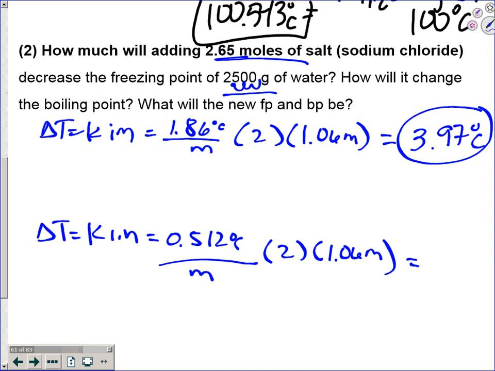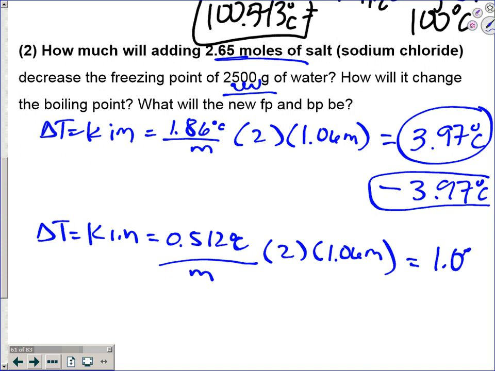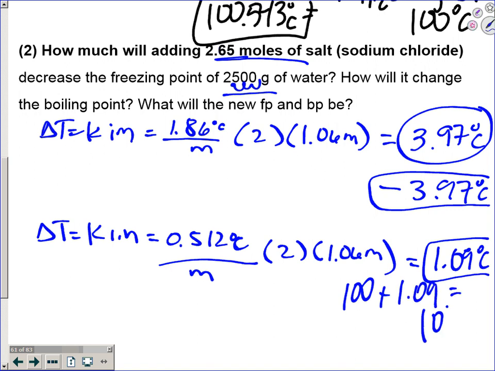So what's the new freezing point of water? Negative 3.97, because you're subtracting from 0, which makes it negative. What's the boiling point elevation? 1.09 degrees Celsius. So what's the new boiling point of water? 100 plus that, so 101.09 degrees Celsius. So who makes a bigger impact, covalent or ionic compounds? Ionics.